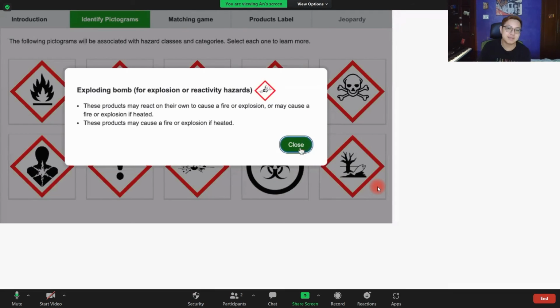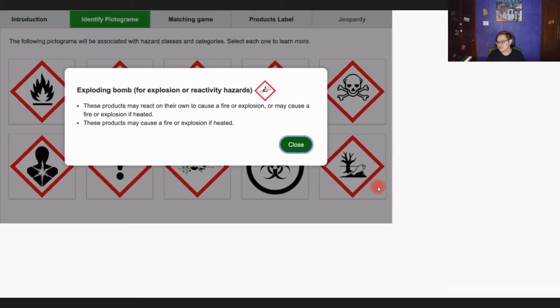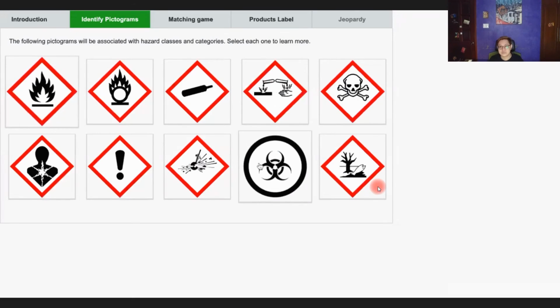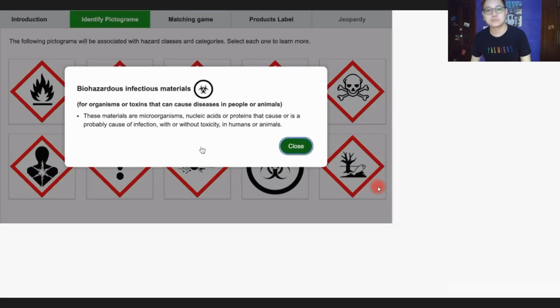Exploding bomb or explosion or reactivity hazard. That's what I was talking about, yeah. Can be dangerous. Very dangerous. And this one is like toxic.